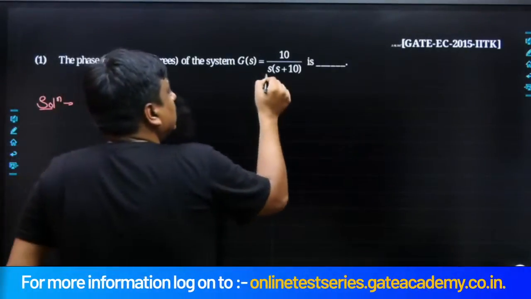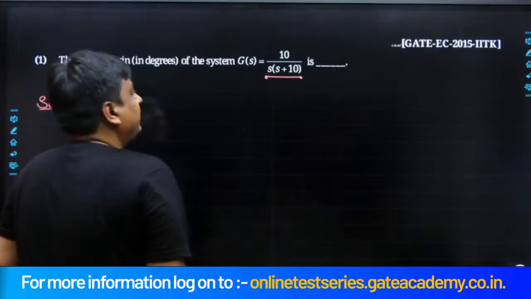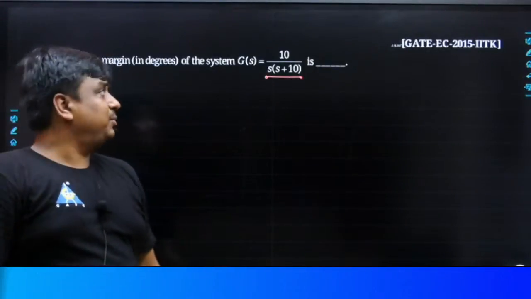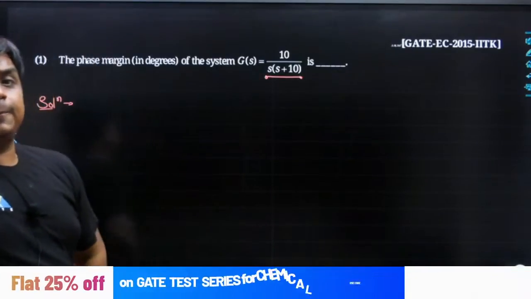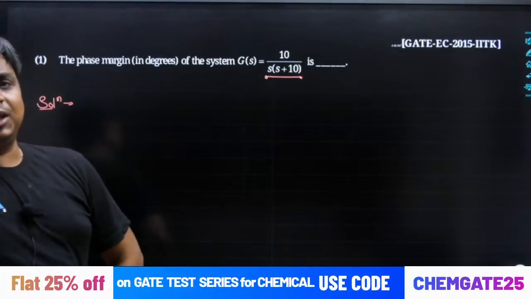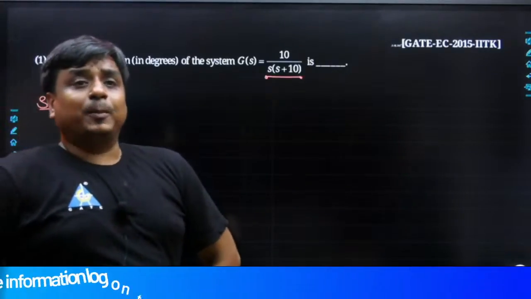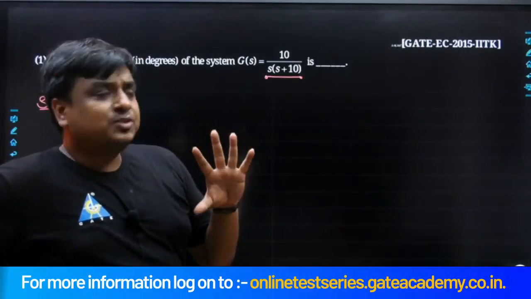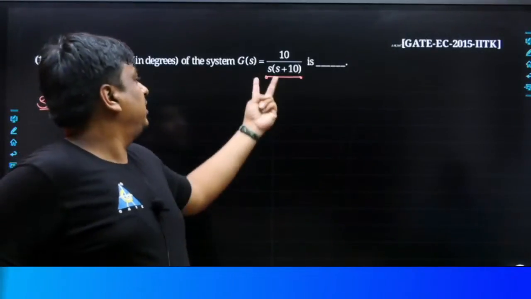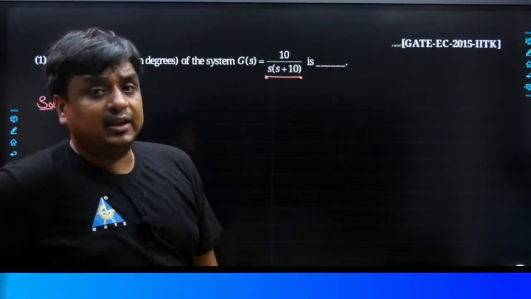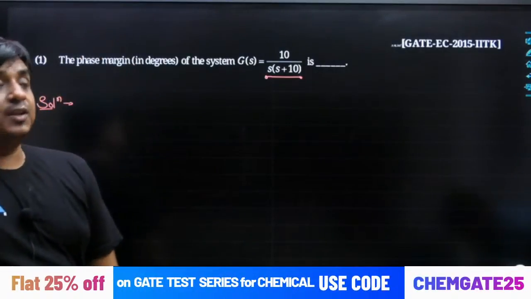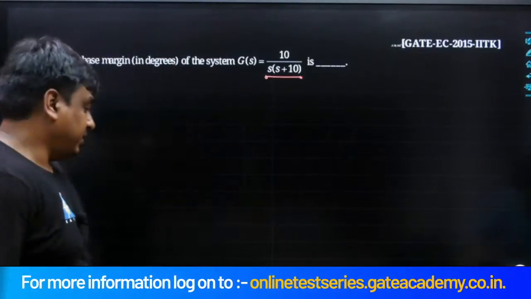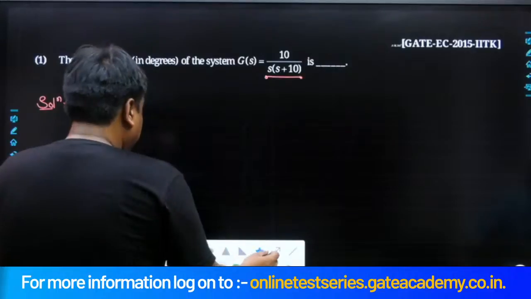Let me draw the polar plot for the given OLTF, which is 10 divided by S into S plus 10. Obviously, the initial angle is going to be minus 90 because of the presence of 1 upon S, and the magnitude at omega equals 0 is going to be infinity. As omega reaches infinity, the final angle is going to be minus 180, and the magnitude goes to zero, because all the factors of omega are on the denominator side. Could you understand what I wanted to communicate?